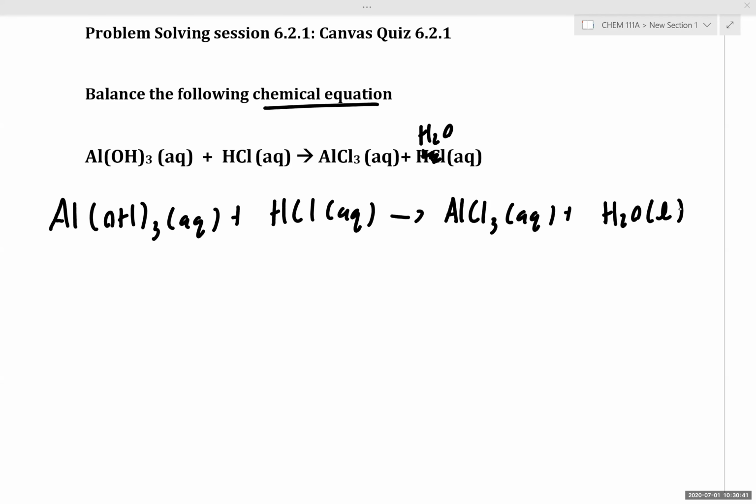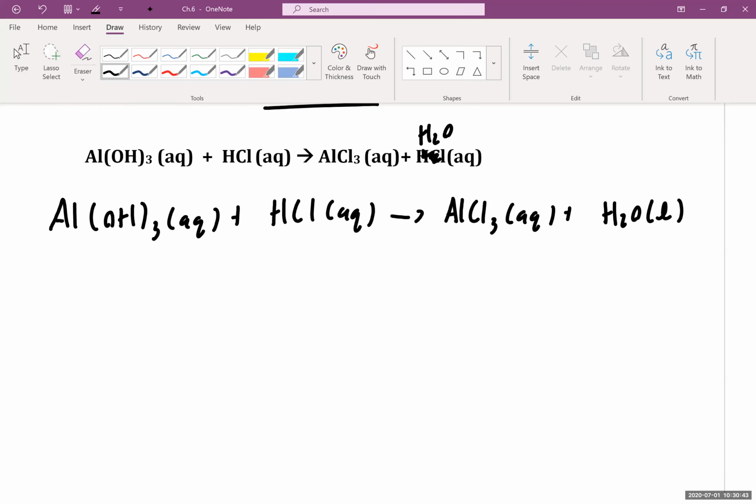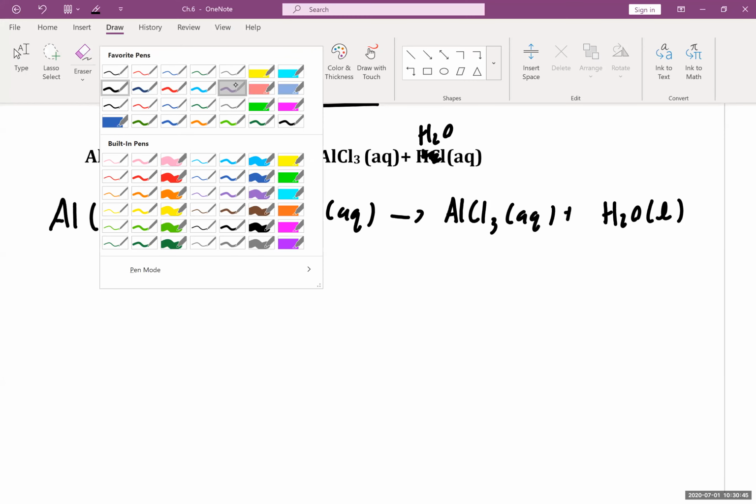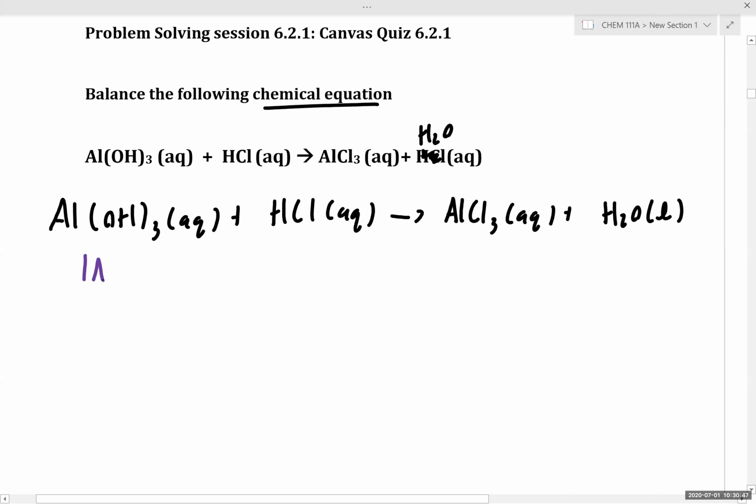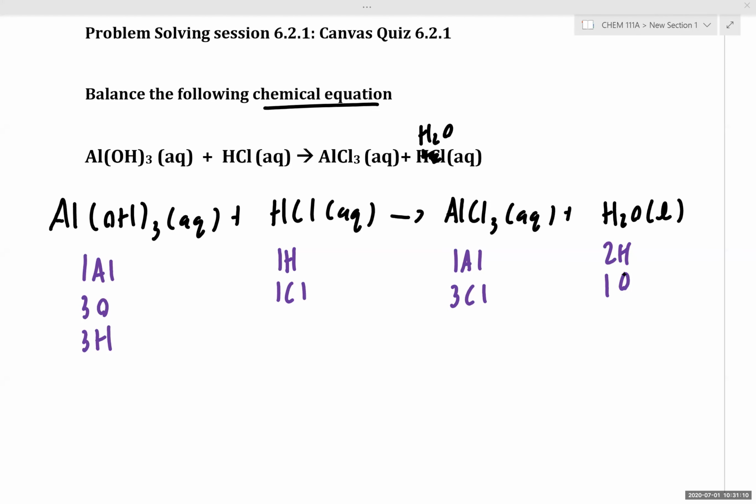Okay, so let's discuss this example. First and foremost, let's make a tally. So we have 1 aluminum atom, 3 oxygen atoms, and 3 hydrogen atoms in aluminum hydroxide. We have 1 hydrogen and 1 chlorine atom in hydrochloric acid. We have 1 aluminum atom and 3 chlorine atoms in aluminum chloride. And we have 2 hydrogens and 1 oxygen atom in water.